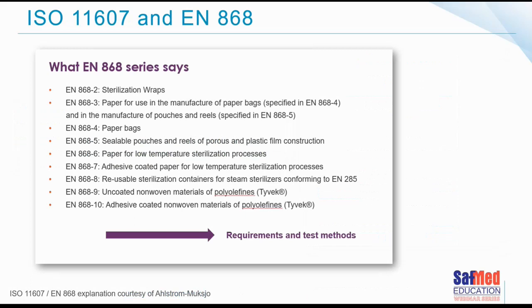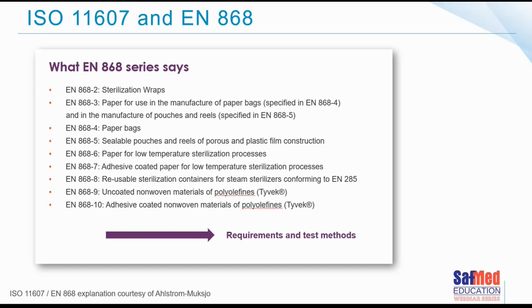Moving on to EN 868. So we start with 11607 when it comes to sterile barrier systems, and then we go a little deeper into EN 868. And EN 868, as you can see, is divided into parts 2 to part 10. Part 2 deals specifically with sterilization wrap, part 3 with the paper, part 4 with paper bags, Part 5 with sealable pouches and reels.